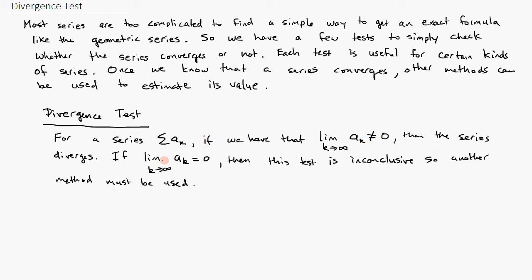In the case where the limit is equal to 0, the series still may converge or may diverge. So the test is inconclusive, and some other method has to be used. This test only says something when the limit is not equal to 0. In that case, the series diverges. In the other case, the test doesn't say anything at all.